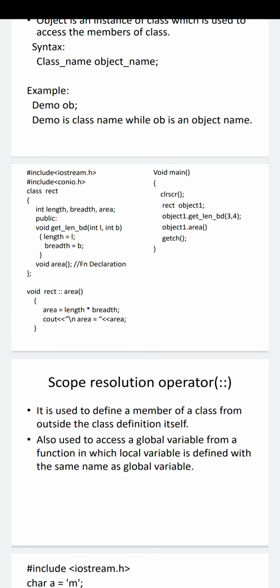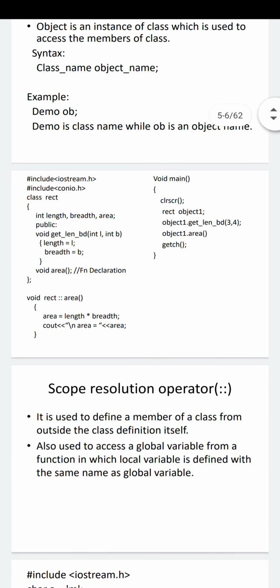Now in area, we are doing length into breadth because we want to find the area of a rectangle. Now this length and breadth are the variables of the class, and I have already mentioned that since these are private members, they can be accessed by the member functions of the class. So here we are accessing the length, breadth and area. All three are class variables, and the length and breadth we have already assigned the value in the previous function, that is get length and breadth. So once we have found the area, then we print out the area.